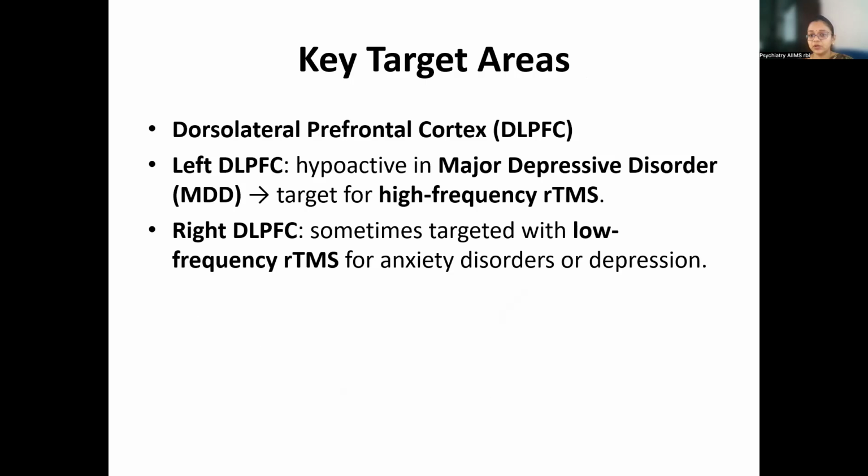So like I said, the dorsolateral prefrontal cortex is the key target area. The left DLPFC is the one which we use in major depressive disorder, and it is the target of what we call high frequency rTMS. The right DLPFC is sometimes the target for low frequency rTMS for anxiety disorders or depression.